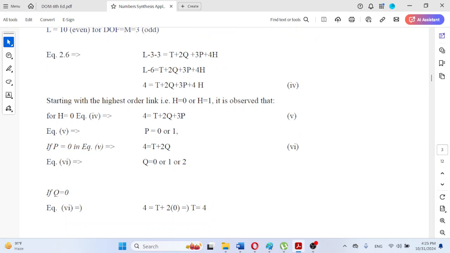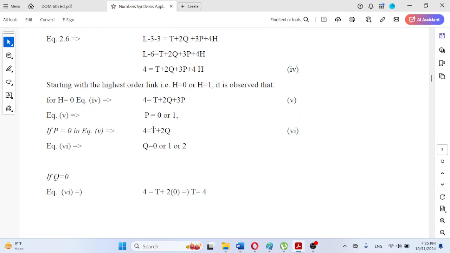So we will be starting from the pentagonal link. Pentagonal link can only adopt 0 or 1 value, because if we put P is equal to 2, that means 3 multiplied by 2 will be 6. So 4 minus 6 will be minus 2. So T plus 2Q will be equal to minus 2, which is impossible, because none of the links can adopt a negative value. So P can be 0 or 1.